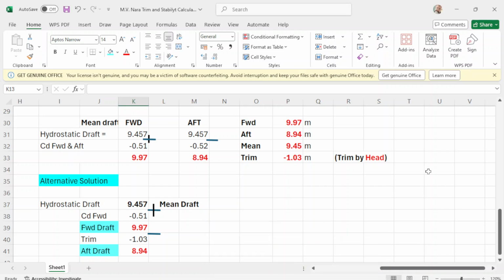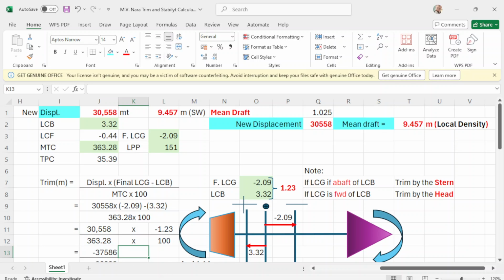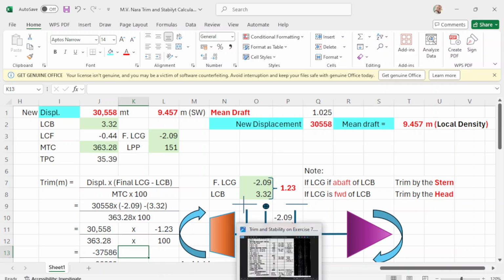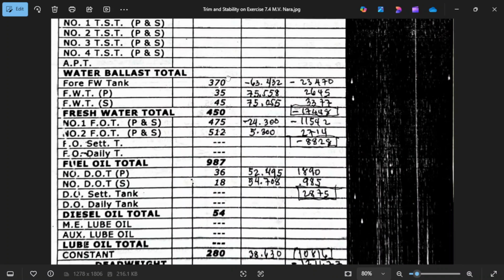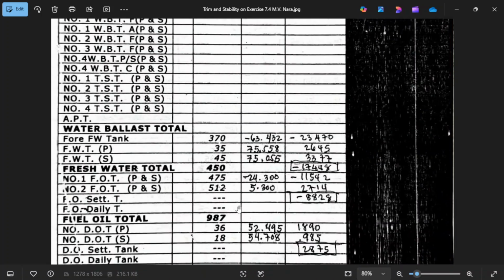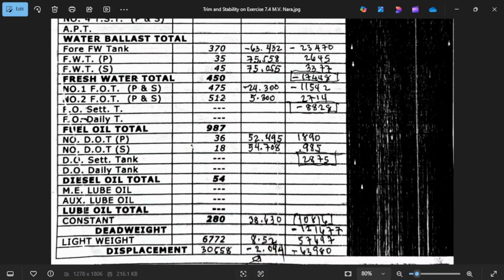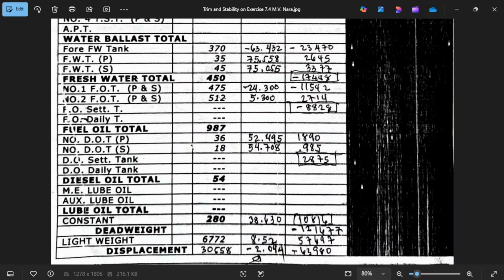So I made this Excel form to confirm our answers to this trim stability sheet. Okay. And this is, excuse me, let me get the other one.